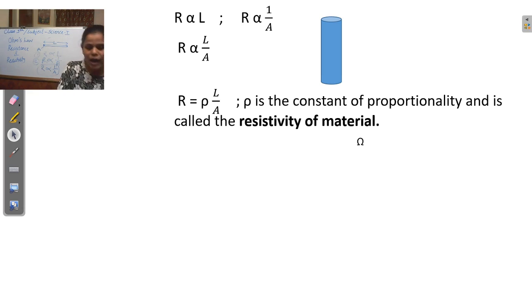This is the relation. Observe in this picture, R is proportional to L upon A. Then remove this proportional symbol and put the rho symbol, so R equals rho L upon A. What is rho here? Rho is a constant of proportionality, and it is called the resistivity of the material. Understand? Got it, student? Resistance is directly proportional to the length of the conductor and inversely proportional to the area of cross section, so R is proportional to L upon A, and R equals rho into L upon A, where rho is the resistivity of the material.